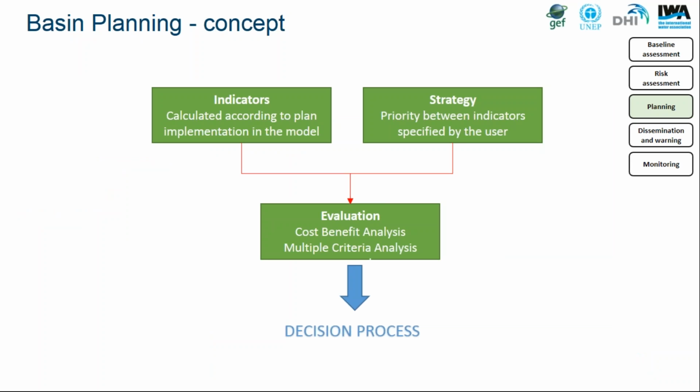If we break up the green box of the previous slide for the evaluation, planning results will be based on indicators which are selected by the user. The user also specifies critical values that can be chosen and set by the user, as well as strategies. And the strategy consists of a prioritization between indicators and aiming at different strategic goals and policy targets.